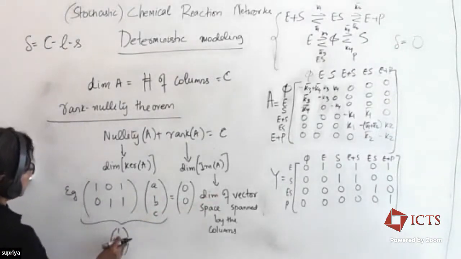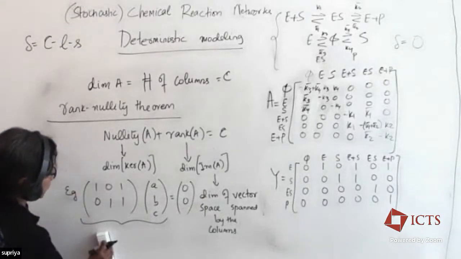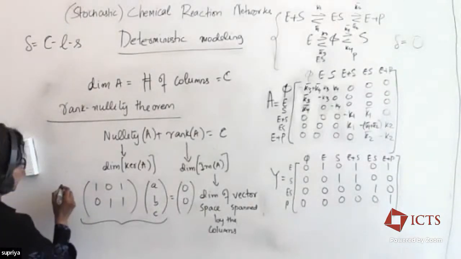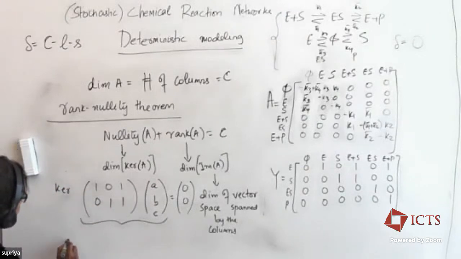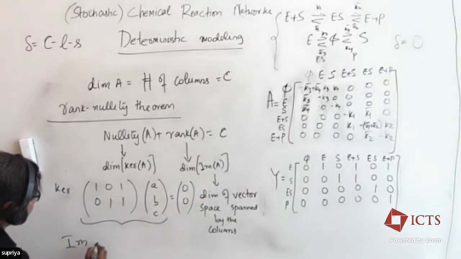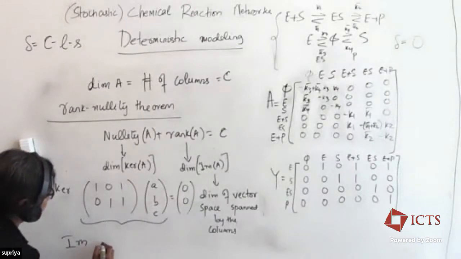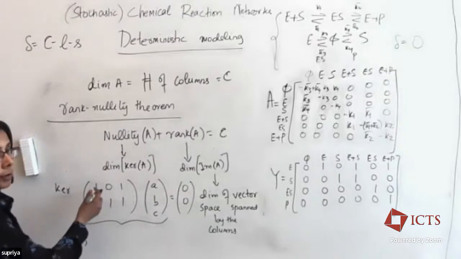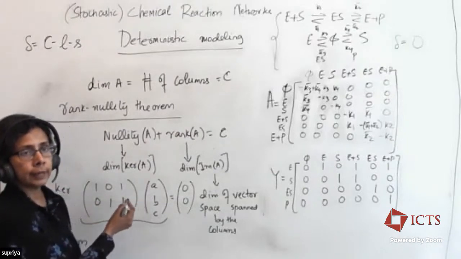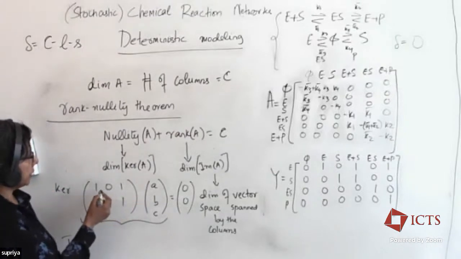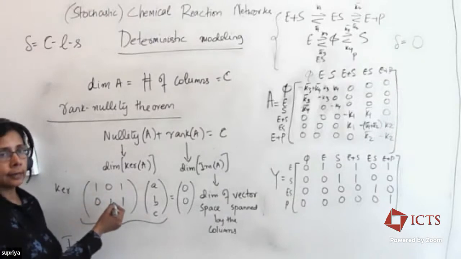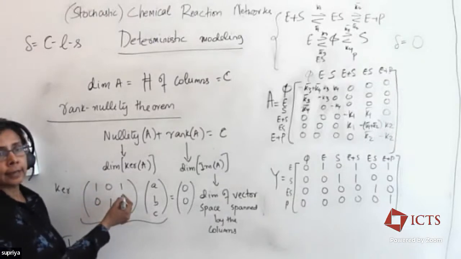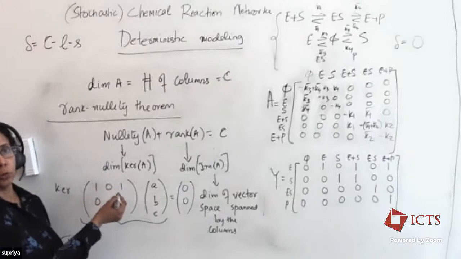And the image of A, so this is the kernel, and this is of course not proving any theorem for you, just giving you an example. The image of A, you can convince yourself, is going to be just some linear combination of 2 independent column vectors. What are the number of independent column vectors here? They are just 1, 0, and 0, 1, right? Because 1, 1 is just the sum of those two.